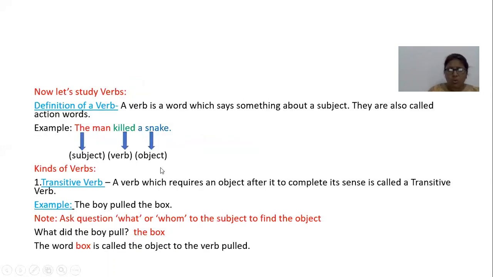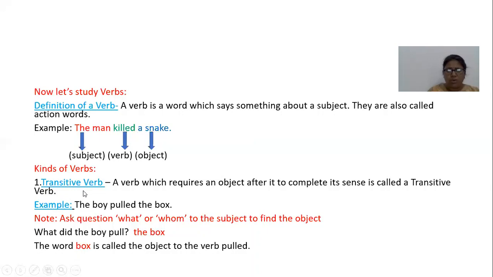Now subject and objects are nouns or pronouns. Now let's study verbs. So a verb is a word which says something about a subject. They are also called action words. For example, the man. The man is the subject. The action word is killed and the object is a snake. So the man is doing the action of killing and the action is done by the subject. And what action is done? Killed. And what did he kill? He killed a snake. So the sentence has three parts now: subject, verb and object.